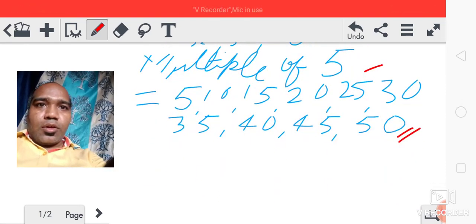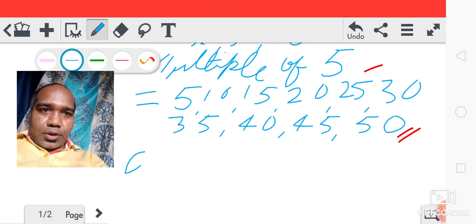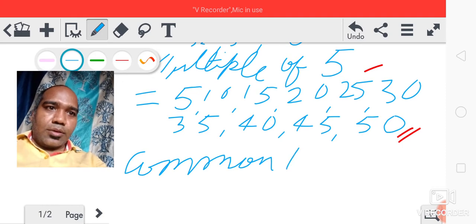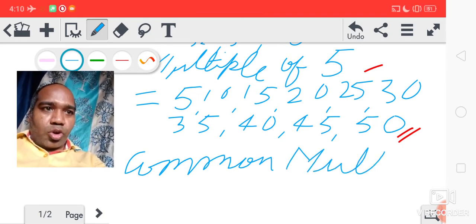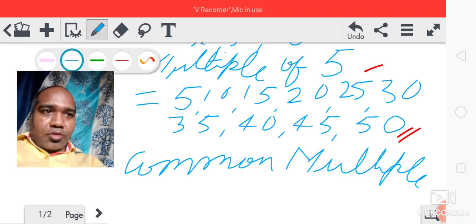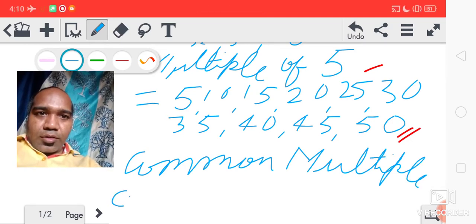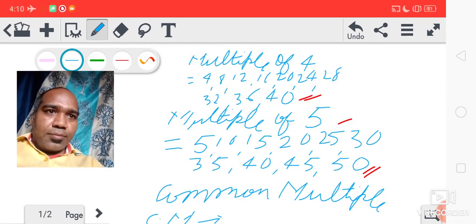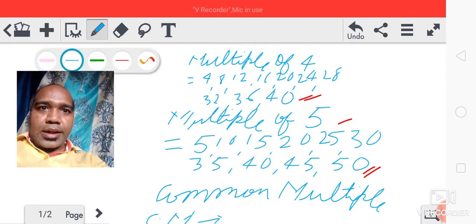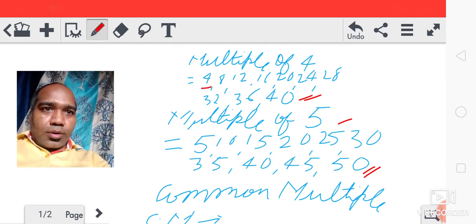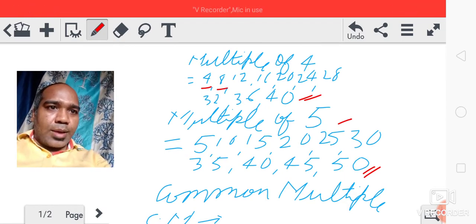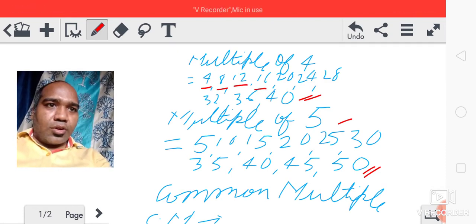What we have to write? Common multiple. So we'll write here common multiple. Okay, in shortcut we will write C for common, M for multiple, common multiple. So can you see anything here common in both, which we are getting in both? 4. Are we getting in the table of 5? 4? No. 8. Are we getting in the table of 5? 8? No. 12. Are we getting in the table of 5? No. 16 also we are not getting.